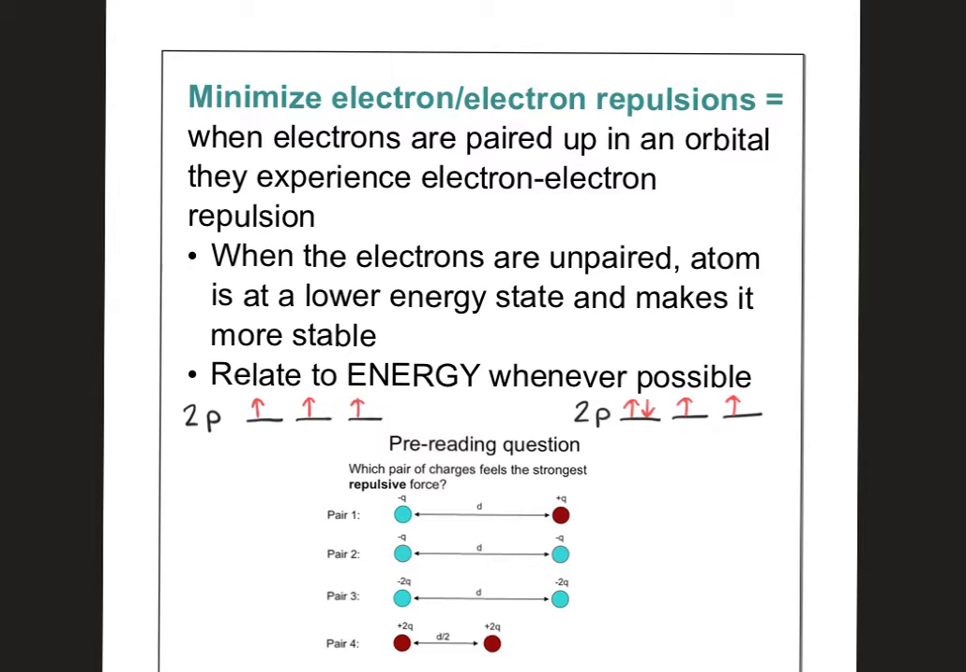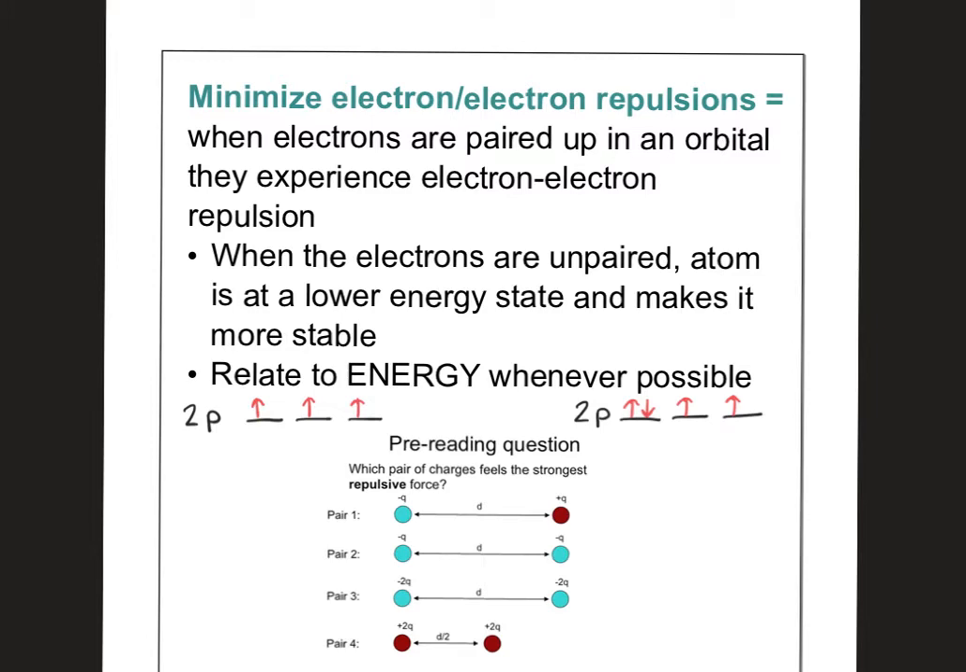All right, one other thought is atoms are going to try to minimize electron-electron repulsions. So when electrons are paired up in an orbital, there are some electron-electron repulsions. So atoms are actually more stable when they have unpaired electrons. We know that it will follow Hund's rule. We'll do one at a time before they pair up, but some atoms have to pair up.